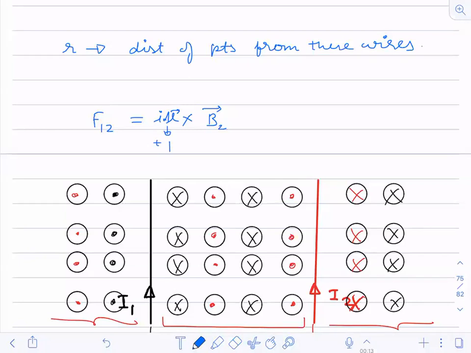For B2, what do we have? For B2, it is minus k. Now, j cross minus k, what do I get?